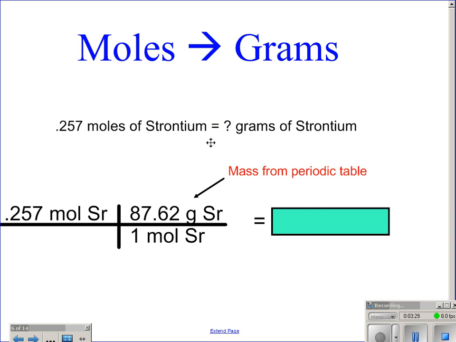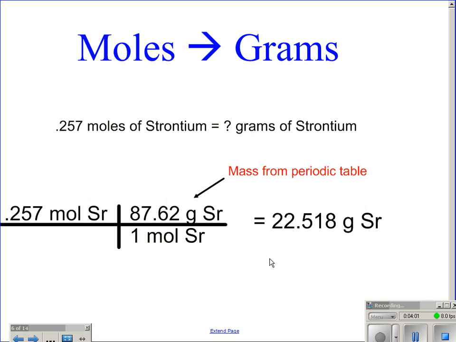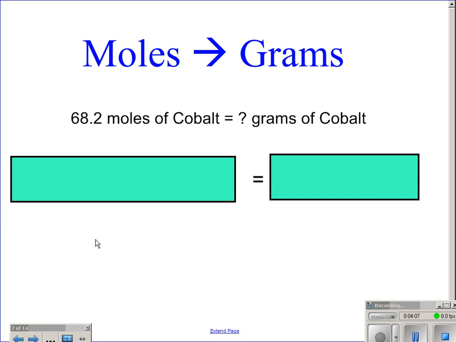0.257 moles of strontium is going to be equal to how many grams of strontium? So we write down our given here on the top, 0.257 moles of strontium. And on this side, this is our conversion again. We know that 1 mole of strontium weighs 87.62 grams, and this again comes from the periodic table. Okay, so this one's a simple multiplication. 0.257 times 87.62, and we come up with 22.518 grams of strontium.